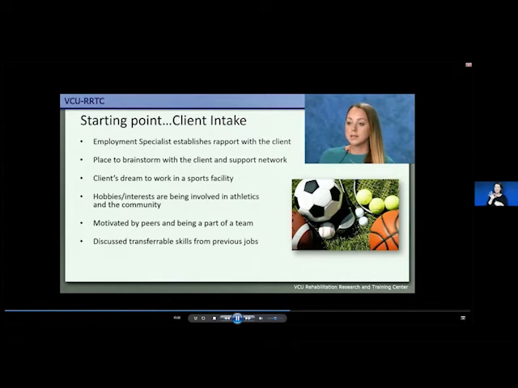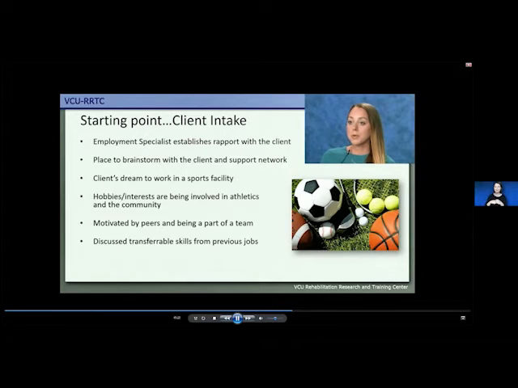Another idea with working in this type of setting, that athletic department would really allow him to feel motivated by peers around him that also have similar interests. Although he's there to work, he still enjoys being around people that have similar interests to him and similar goals with being in an athletic setting.